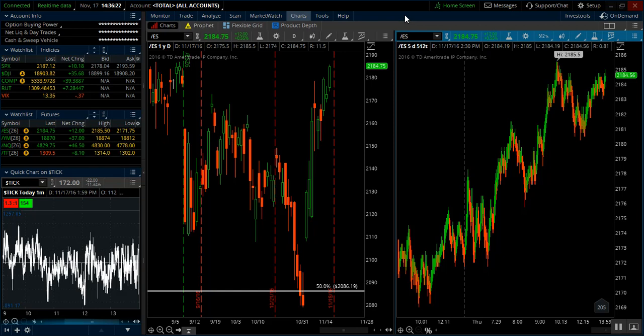Today's November 17th, 2016, and I wanted to talk today about how you can utilize the 15-minute chart in conjunction with the 512 tick chart. So on my trading screen in front of you, left chart is a daily chart. The right chart is a 512 tick chart.